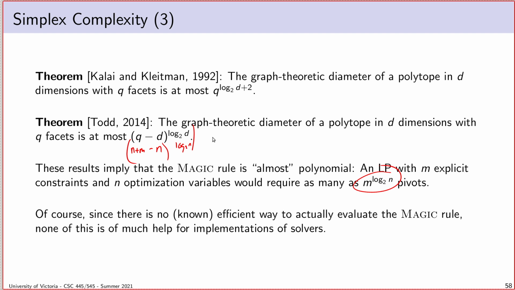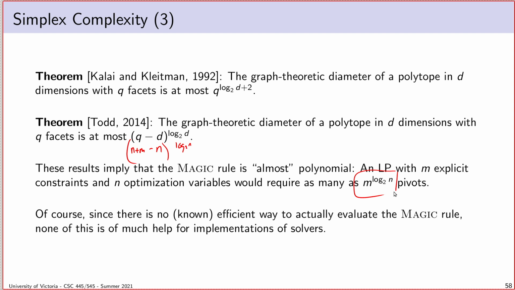And so that means that there could be some LP with m constraints and n variables that does require this number of pivots, if Todd's bound is the best bound we can come up with. And of course, this is not polynomial. Depending on what definitions you use, you might call this quasi-polynomial. It's certainly sub-exponential, but there's some disagreement about what those terms actually mean depending on which source you use. So it's not quite exponential, but it is not polynomial.